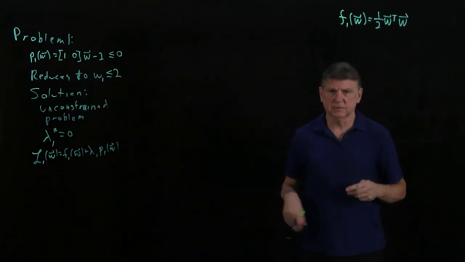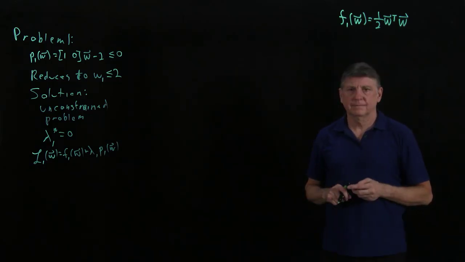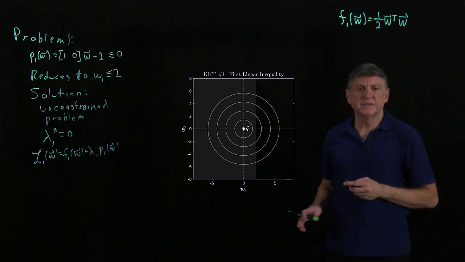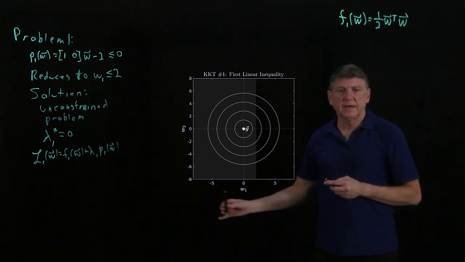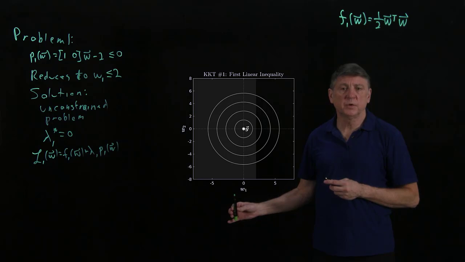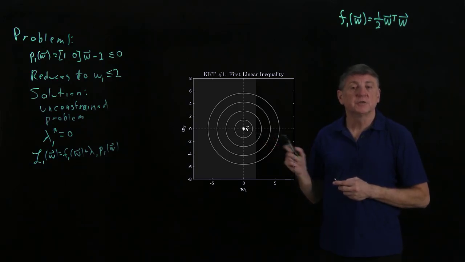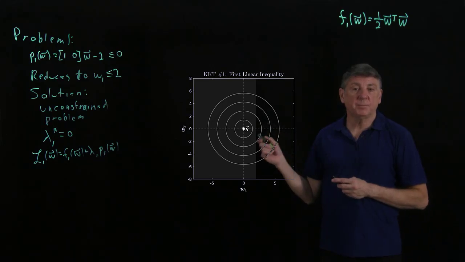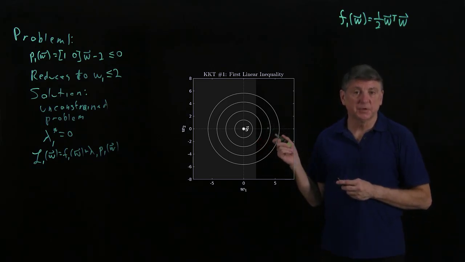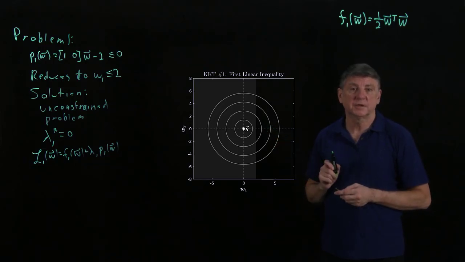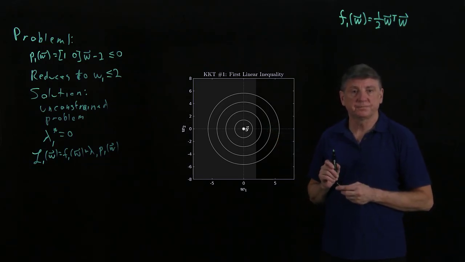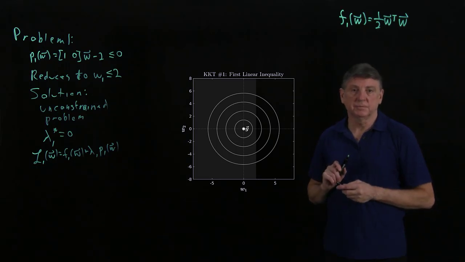So what does this look like? What this looks like is that the shaded region here is the set of feasible points, and we can see that the optimizer, the minimum of the unconstrained objective function, is in the feasible set. So when a point is an interior point of a constraint, that means that the associated Lagrange multiplier has to be 0. Now, let's turn to problem 2.